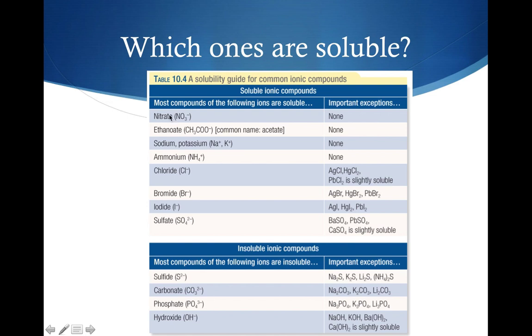Okay, so it's got the nitrates, the ethanoate, any group 1 metal or ammonium ions in it, it will always dissolve. Chloride, bromide, iodide and sulfate normally dissolve, but they have some exceptions. Most things with chloride in them dissolve, but silver chloride or mercury chloride don't. So these exceptions here are the ones that do not dissolve.